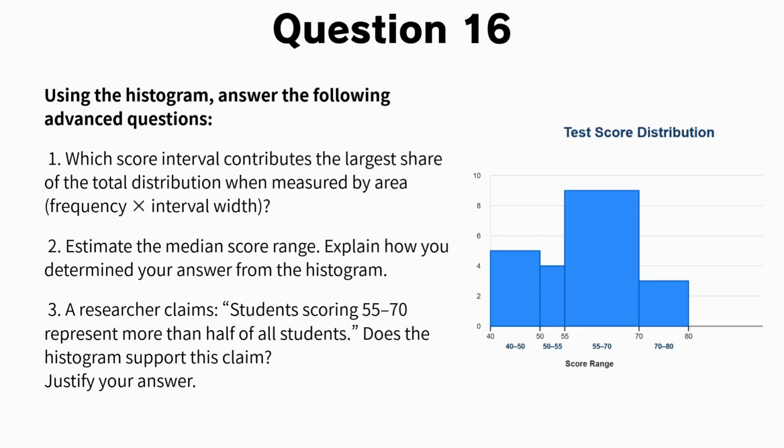Question 16. Using the histogram, answer the following advanced questions. Which score interval contributes the largest share of the total distribution when measured by area? Estimate the median score range. Explain how you determined your answer from the histogram. A researcher claims, students scoring 55 to 70 represent more than half of all students. Does the histogram support this claim? Justify your answer.